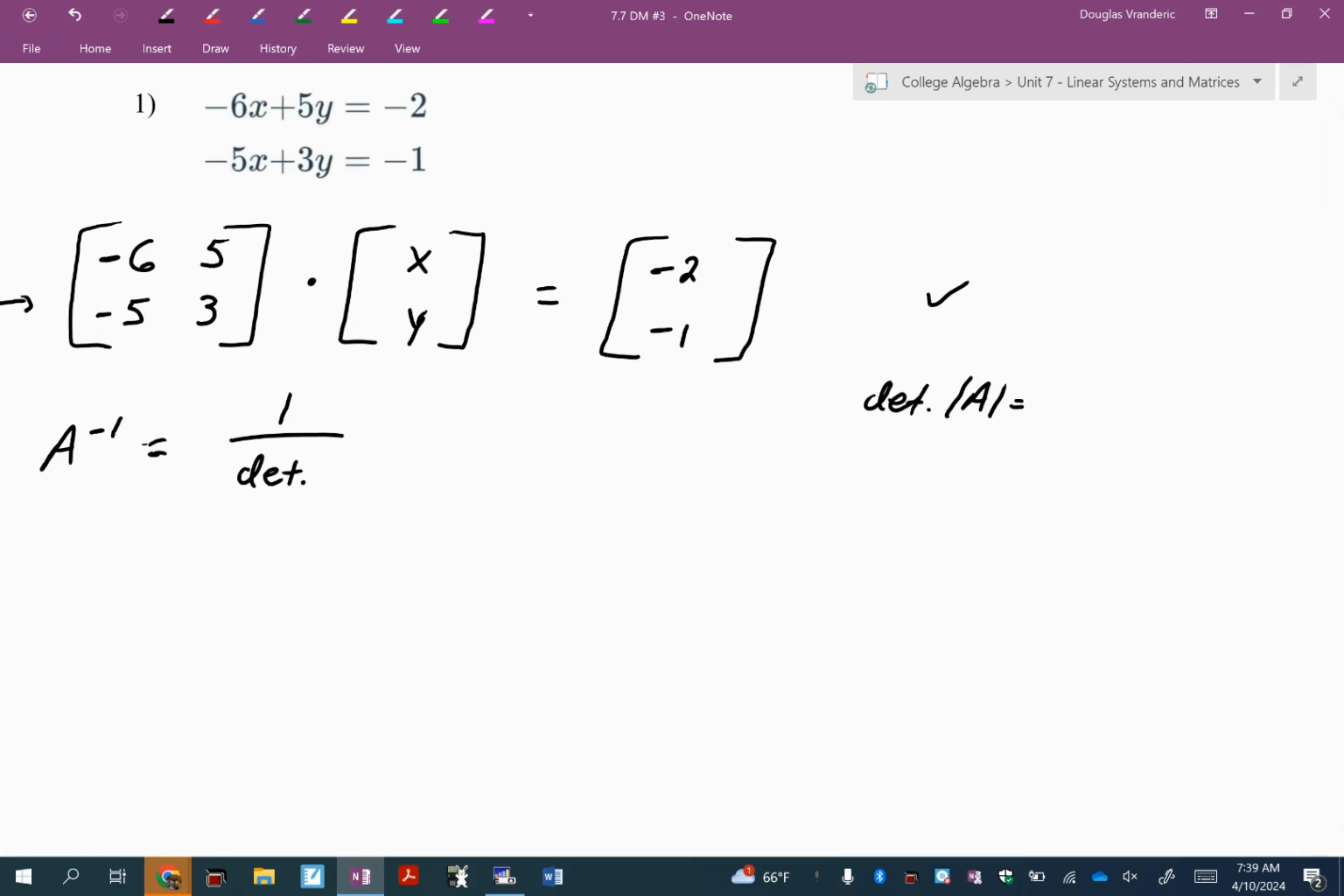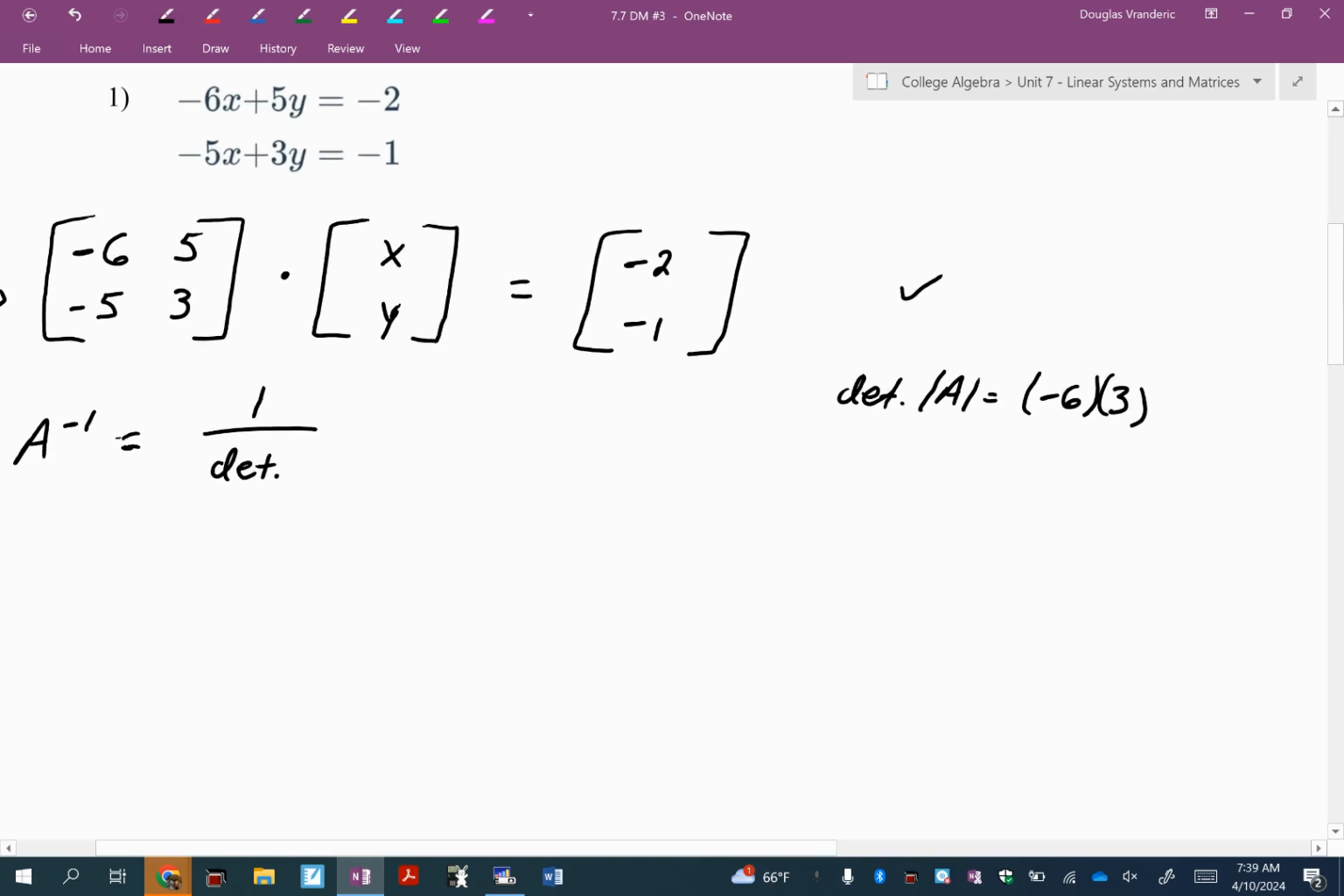Multiply diagonally. So what would it be? -6 times 3. Okay. And then what operation do we do? Minus. And then what's next? 5 times -5. Okay. What's -6 times 3? -18. All right. Minus a -25. If we're subtracting a negative, what is that really going to be? A positive. So what's -18 plus 25?